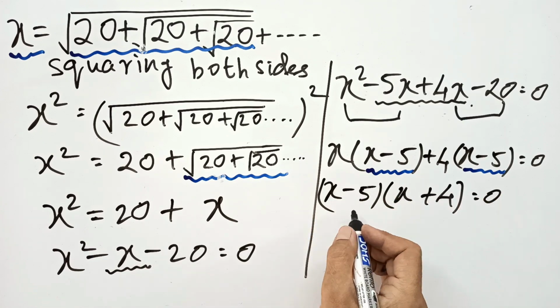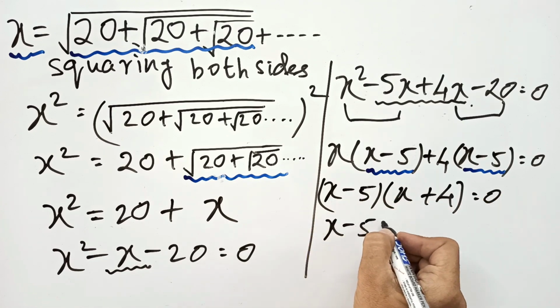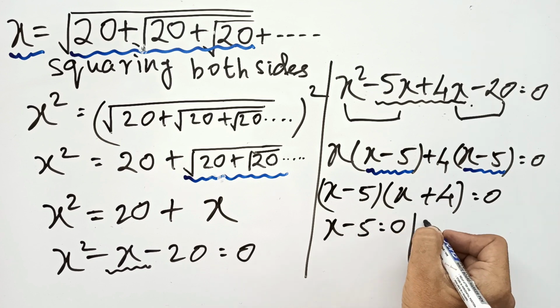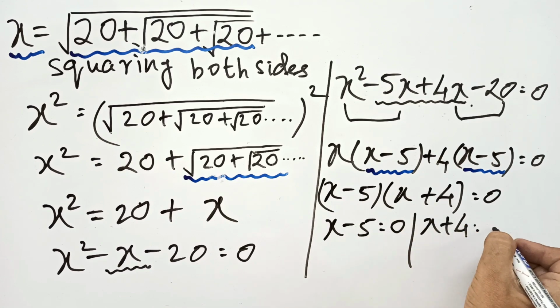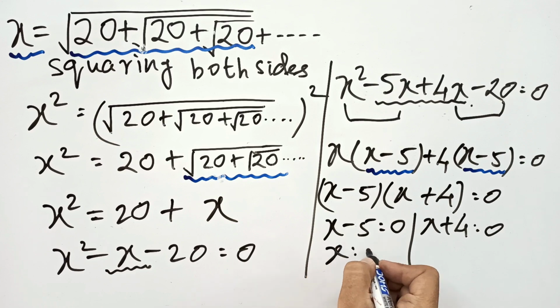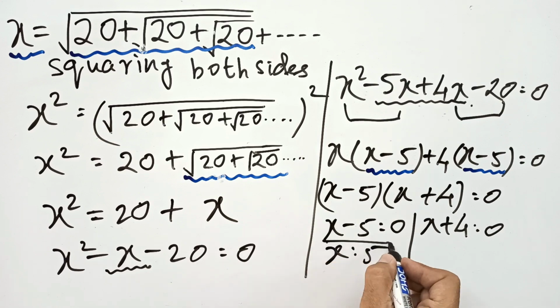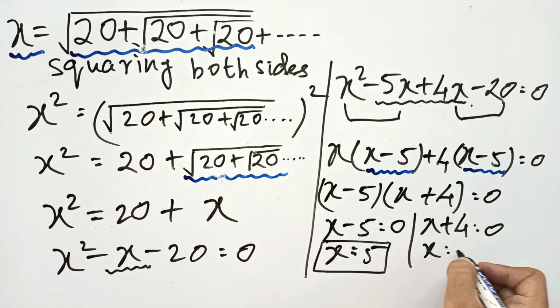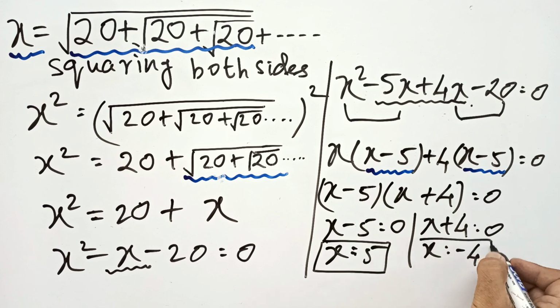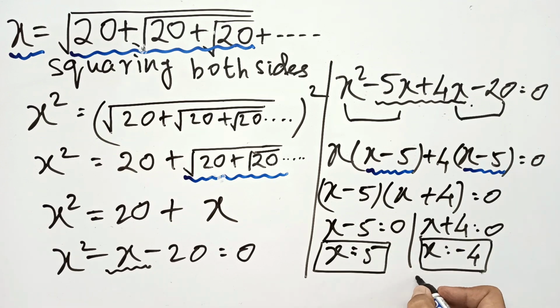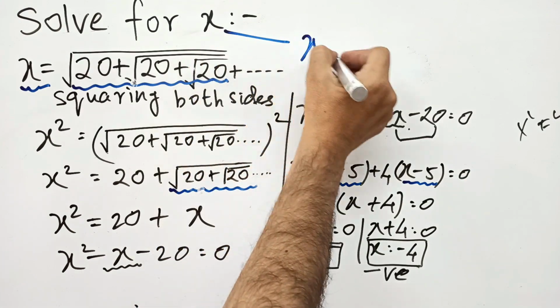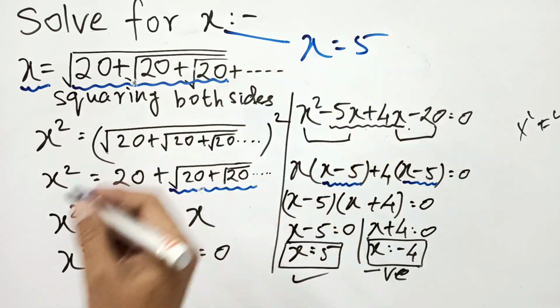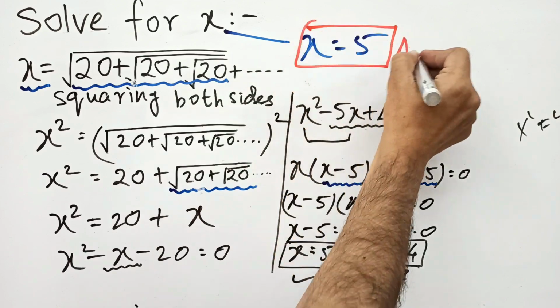By the zero product rule, one by one we will put each factor equal to 0. This is equal to 0. This will give us x is equal to 5 and this will give us x is equal to minus 4. So we will reject this negative value, we will not consider it because it is negative. So this is our answer. So x is equal to 5. This is the answer.